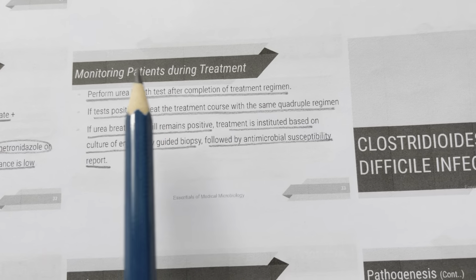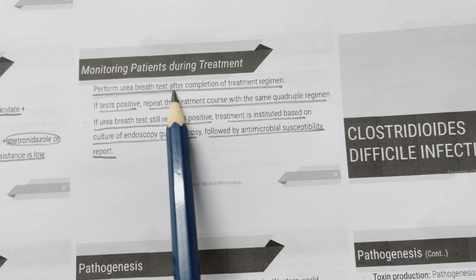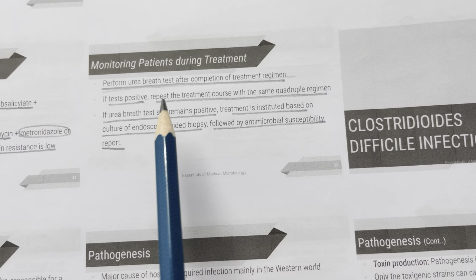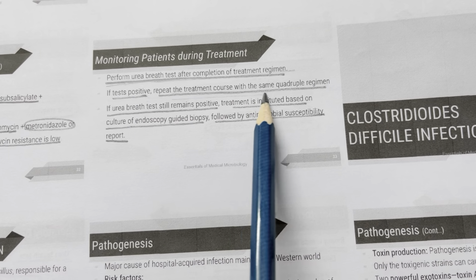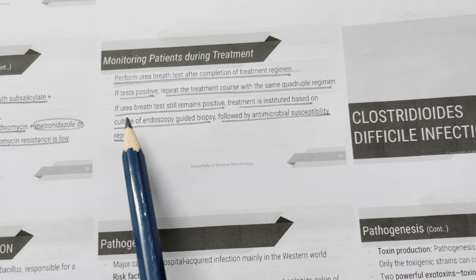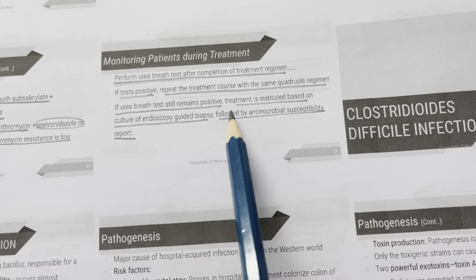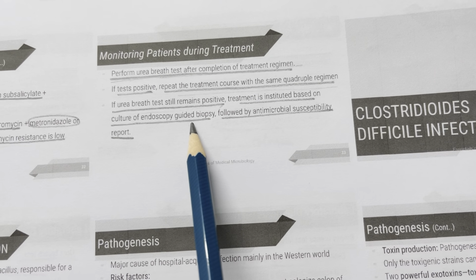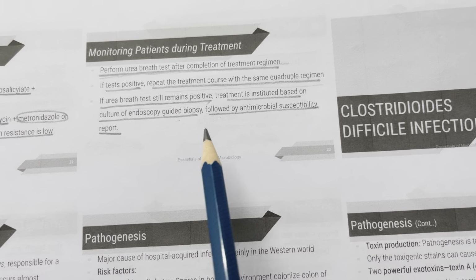Next, moving on to monitoring of patients during treatment. You perform the urea breath test after completion of the treatment regimen. If it tests positive, then repeat the treatment course with the same quadruple regimen. If the urea breath test still remains positive, treatment is instituted based on the culture of endoscopy guided biopsy followed by microbial susceptibility report.